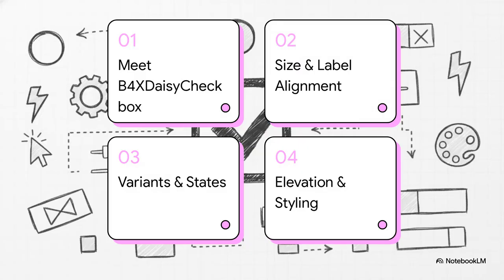Okay, let's dive into this. Here's our roadmap for today's visual showcase. Step 1. Meet the B4X DaisyCheckbox. Step 2. Sizing and label alignment. Step 3. Variants and component states. And finally, Step 4. Elevation and custom styling.